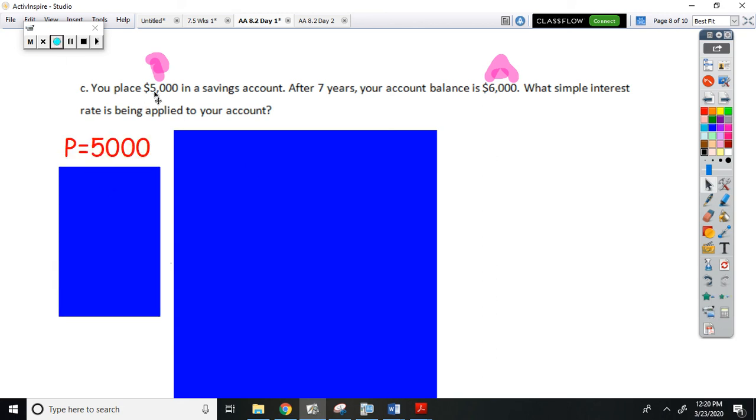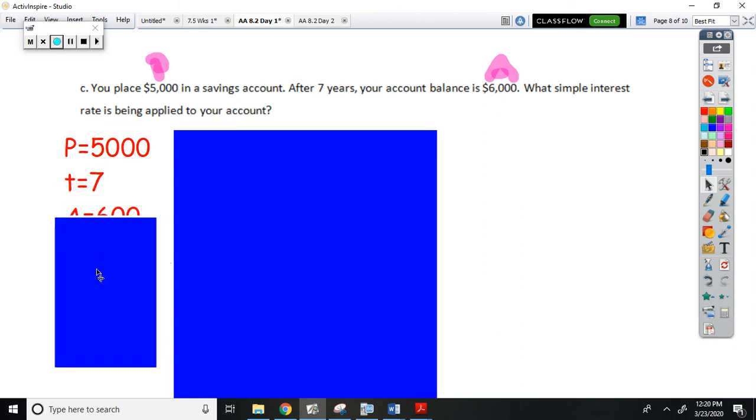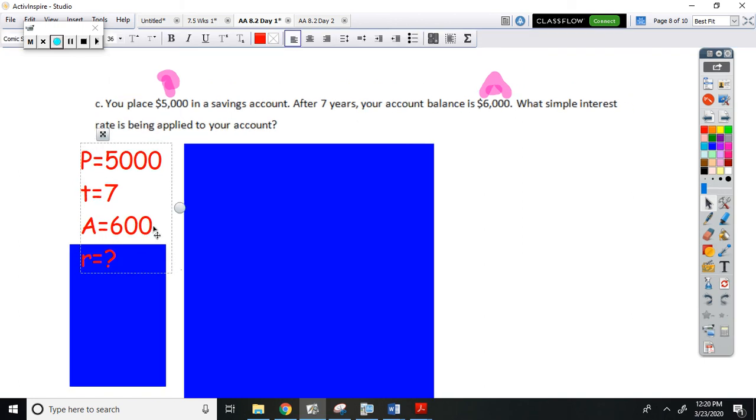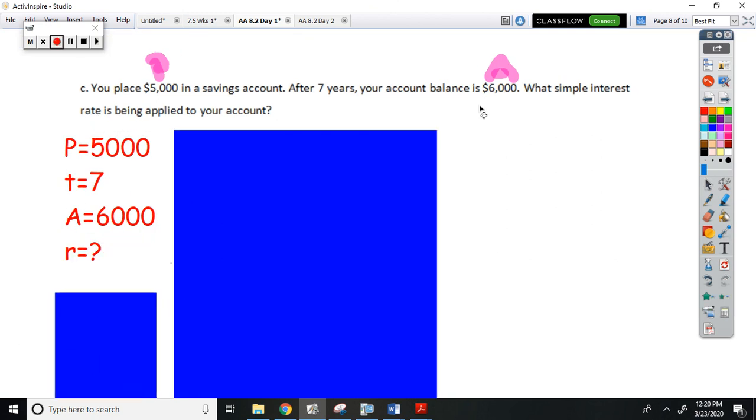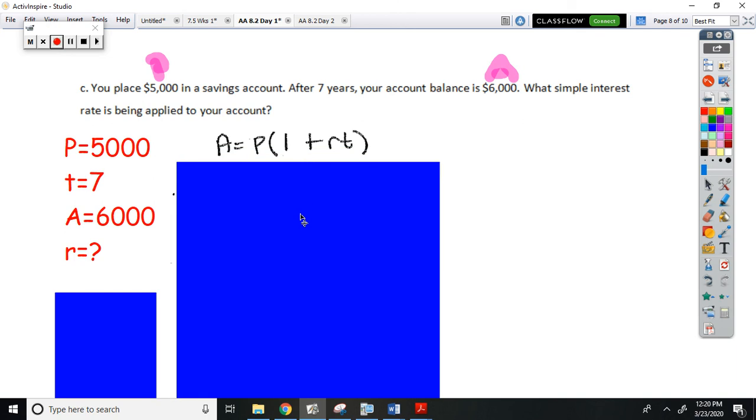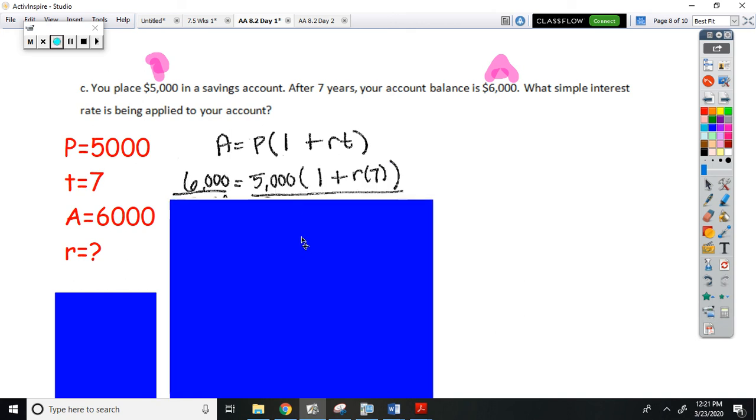So again, P is 5,000. T is 7 for years. And A is 6,000. We are looking this time for R. So starting with our equation, A equals P times 1 plus RT. Plug in your values. This time 6,000 is going in on the left, 5,000 on the right, 1 plus R times 7.